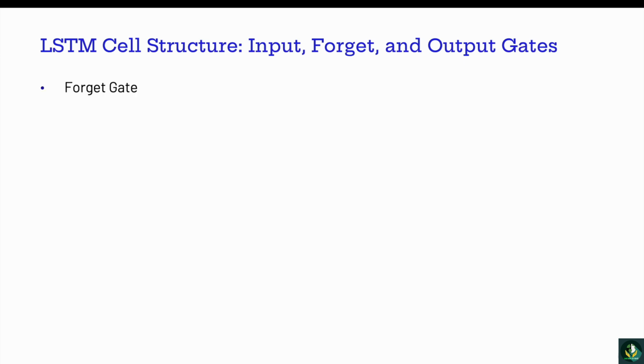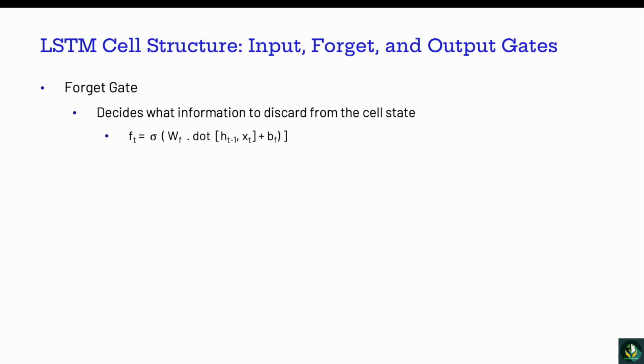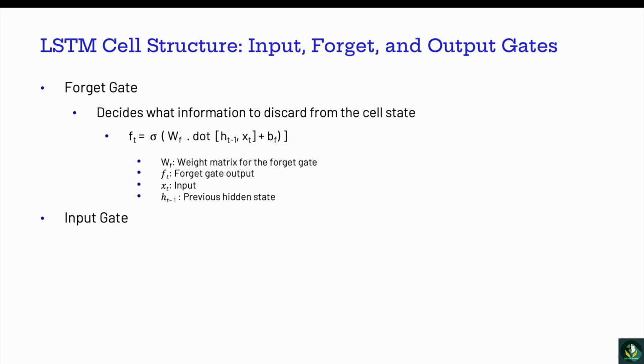First, the forget gate decides what information to discard from the cell state. Its formula is defined as ft = sigma(Wf · [ht-1, xt] + bf), where Wf is the weight matrix for the forget gate, ft is the forget gate output, xt is the input, and ht-1 is the previous hidden state.